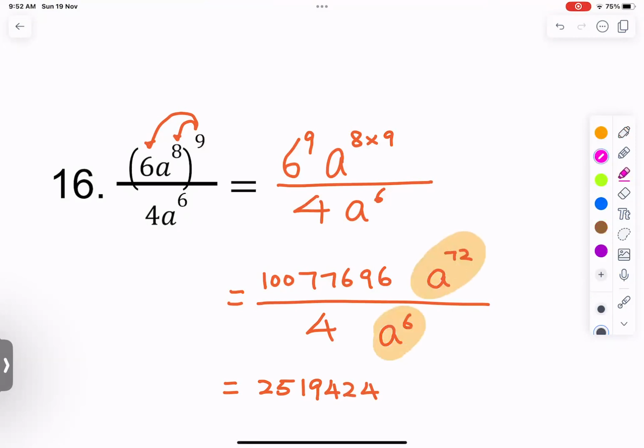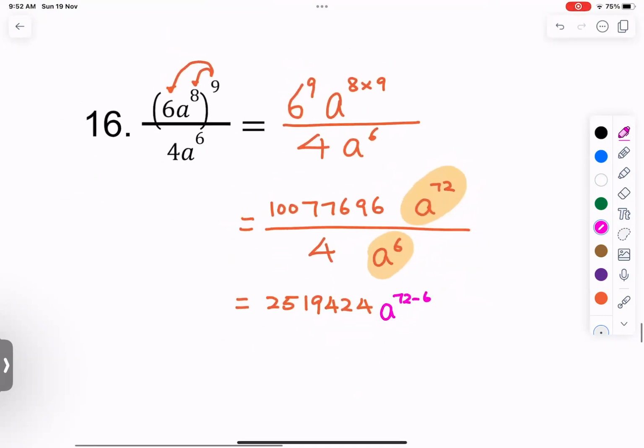Which one is bigger? The upper one. So you write that 72 minus 6. You get 66. Okay, easy? Not easy, but it's okay.